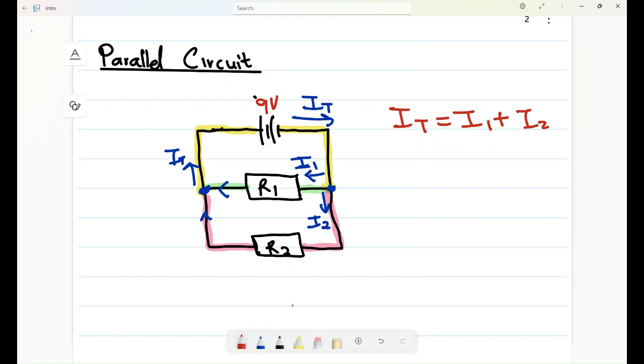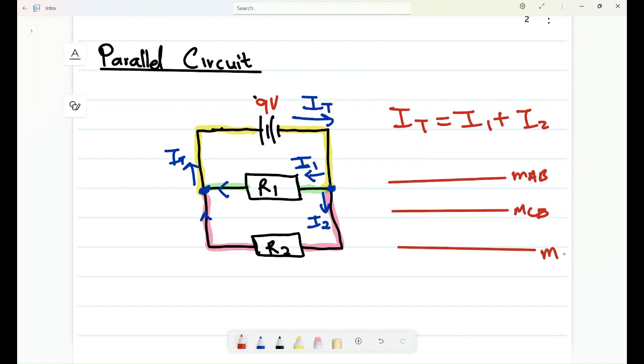All right. Now what about the voltage? In parallel, the voltage is the same. Why? Because they are connected in parallel. You can take it like when you are doing geometry, right? Remember the gradient of line AB and the gradient of line CD, EF. If these lines are parallel like this, it means they have the same gradient.